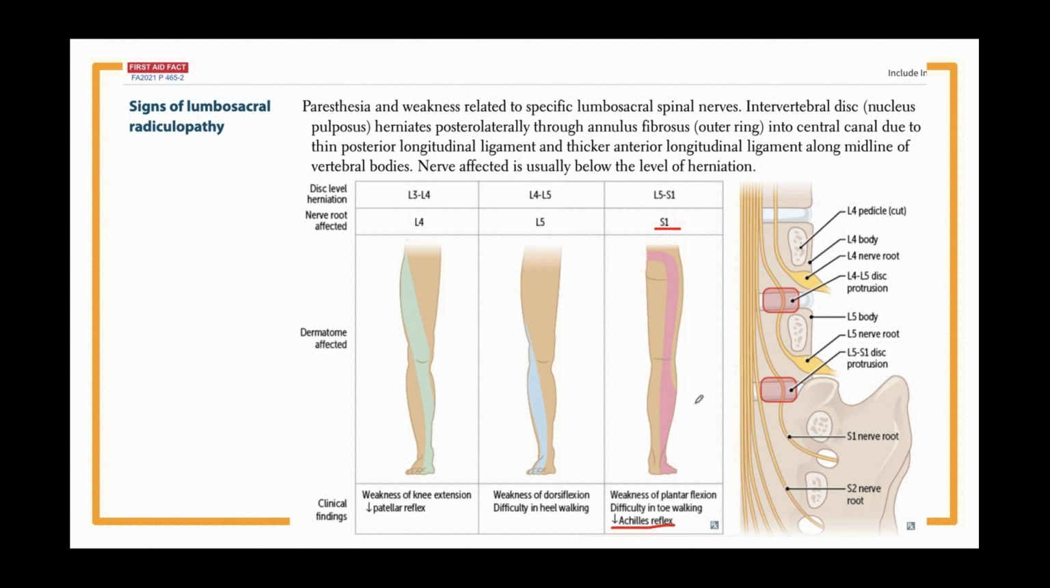Weakness of dorsiflexion would be more indicative of an L5 radiculopathy. Weakness of knee extension would be more indicative of L4 radiculopathy. Okay, so it's important to know these key findings because a lot of times in these questions, those 1 or 2 clues can automatically tell you, hey, this is S1, this is L5, and boom, you can get the question right. Okay, so let's go back to our question and our other answer choices.